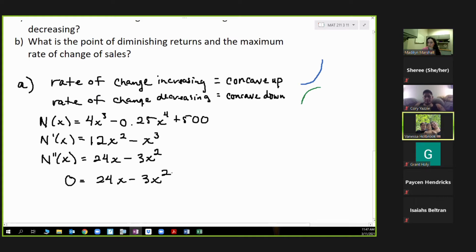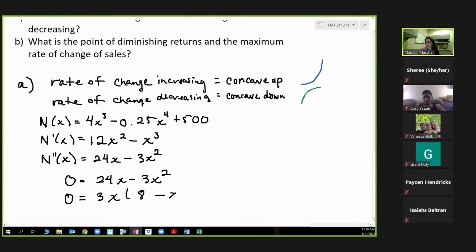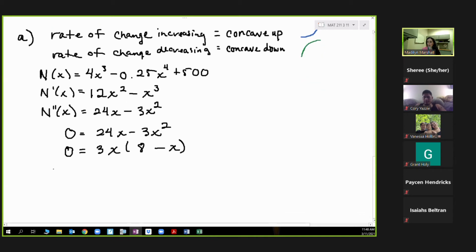Pull a 3 out. A 3x, actually. 3x, yes, exactly. On the homework that I graded yesterday, I saw a handful that got sort of stuck at this point. So we have two terms. We just need to factor a GCF out. So we have 3x is our GCF, so 8 minus x is on the inside there. So we get x equals 0 and x equals 8.